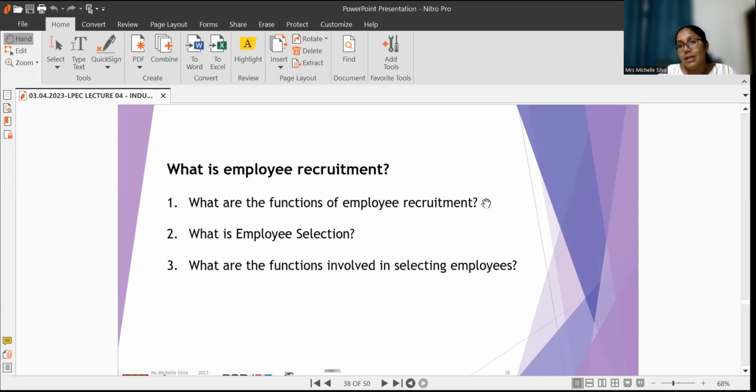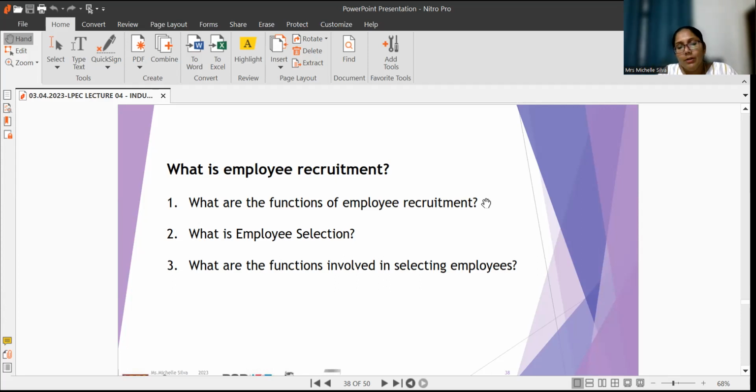Second one is conducting tests. Within bracket, ability test, comma, personality test, comma, knowledge test, etc. Close the bracket. Then calling applications, conducting tests. Then the third one is conducting interviews.